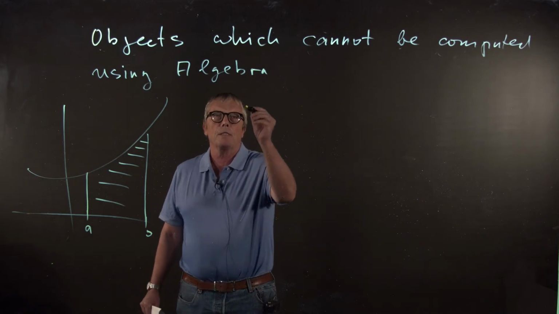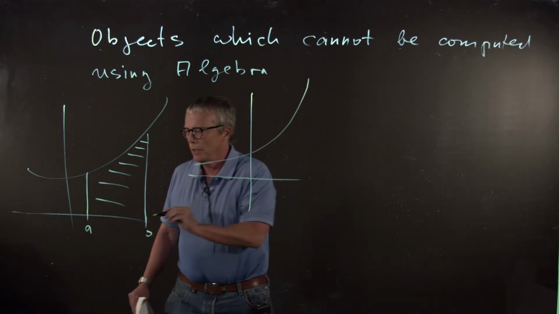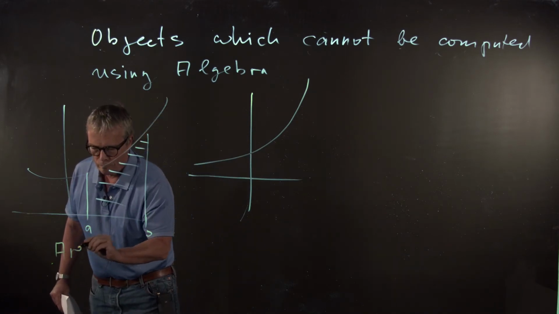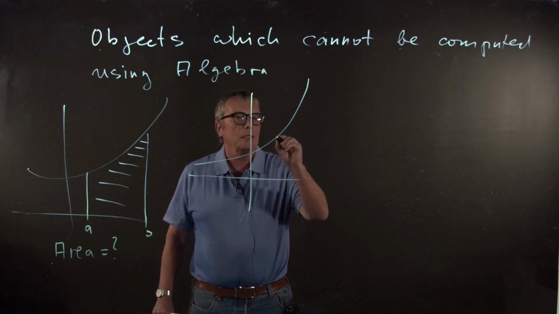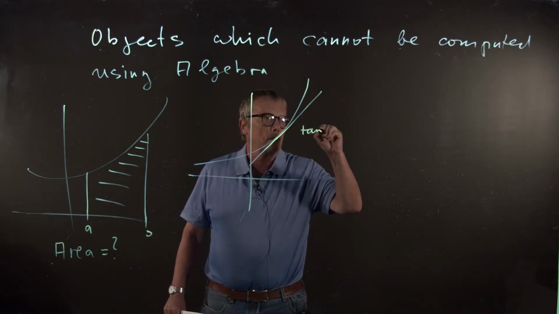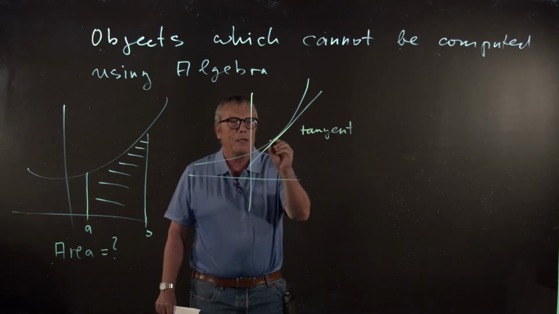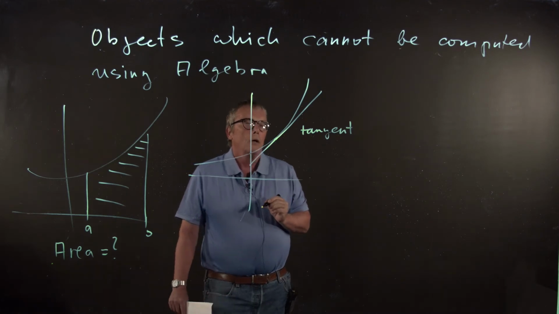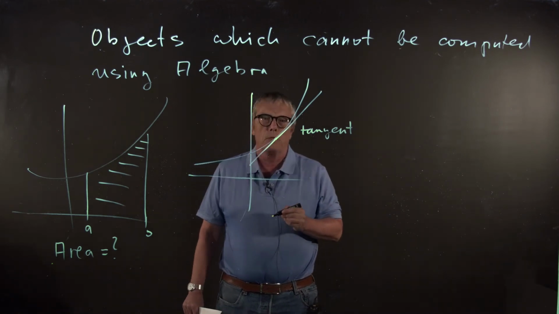Another thing is, take a function. So here the area. And let's take not a secant, let's take a tangent. Here we only have 1 point, and if you have only 1 point of a line, you cannot compute its slope. You don't have enough information to compute its slope.